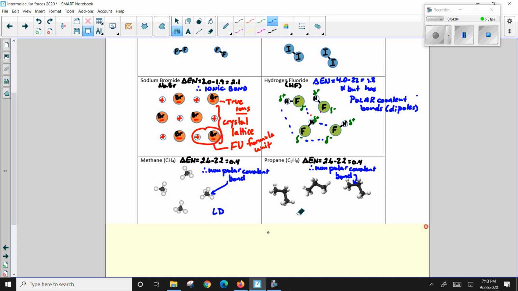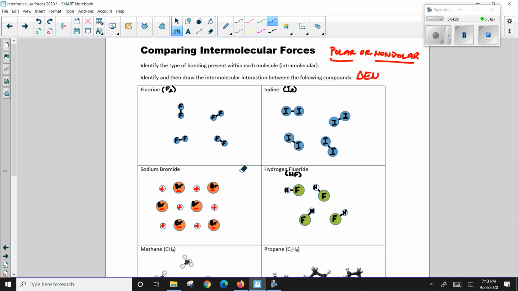Now, why is it London dispersion? Again, temporary uneven distribution of charges. Who's going to have more London dispersion? Propane. Remember, it has a lot more electrons. It's a larger molecule, so there's more opportunity for the uneven distribution of the electrons to occur. So it's much more likely, so it has a higher attraction between molecules. And again, we talked about that in a previous video.